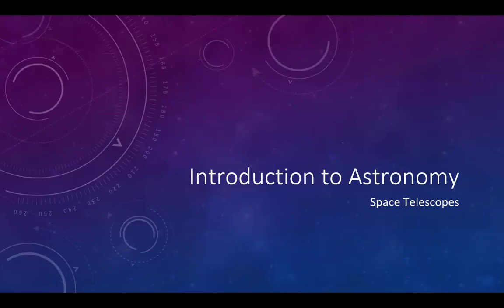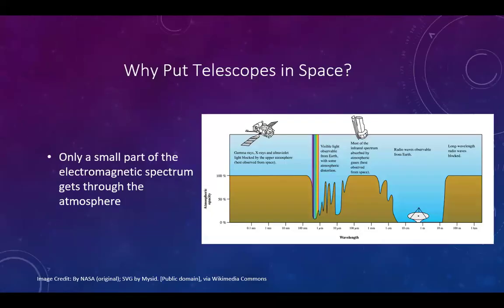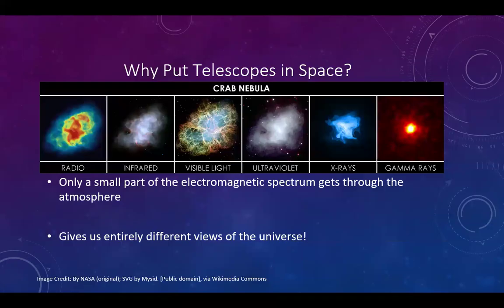So let's talk about the last place we put telescopes, in space. Only a small portion of the electromagnetic spectrum actually makes it to the ground on Earth. Most of it is blocked by the atmosphere. So if we want to detect it, we need to go above the atmosphere. So we put telescopes in space. This gives us entirely different views of the universe. As you can see here, different wavelengths let us see different aspects of the Crab Nebula.